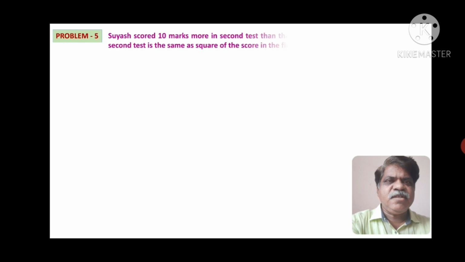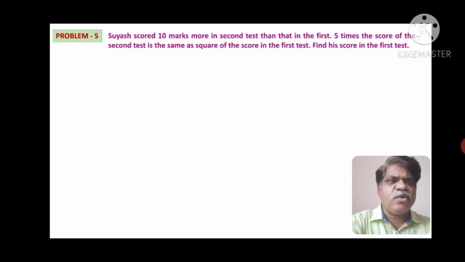So, now problem number 5. Subhash scored 10 marks more in the second test than in the first test. 5 times the score of the second test is the same as the square of the score in the first test. Find the scores in the first test.